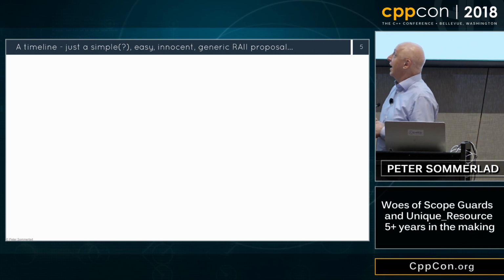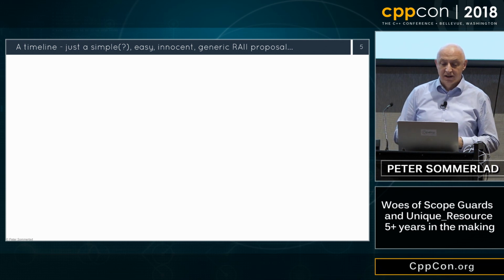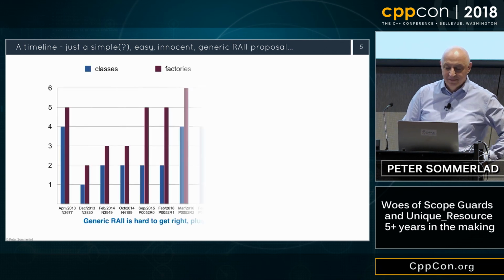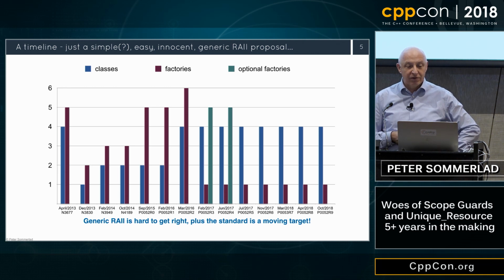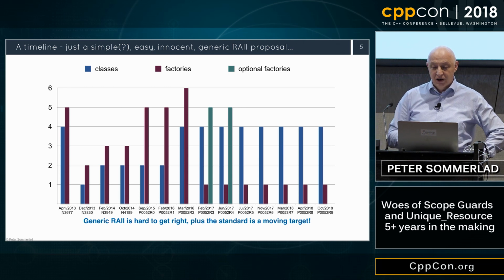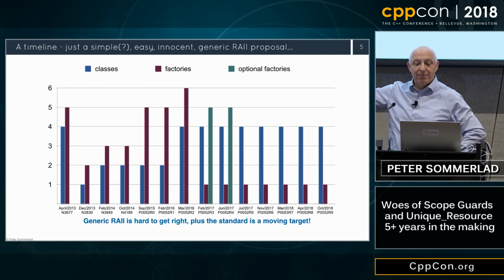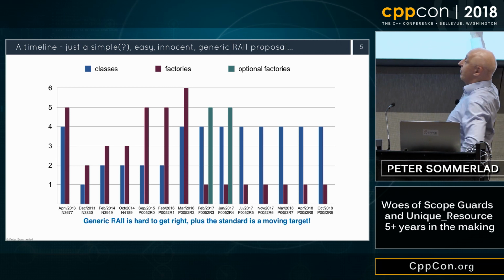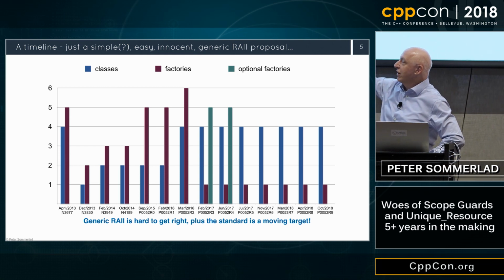But now, why am I talking about this thing? There is a generic RAII proposal, and just a simple timeline of its life. The blue bars is the number of classes in the proposal paper. The red one is the number of factory functions. The green's the optional factory functions. And if you look at that, it goes up and down. And many, many releases. So we are planning to get release number 9 by October for the November meeting in San Diego. It's not written yet.